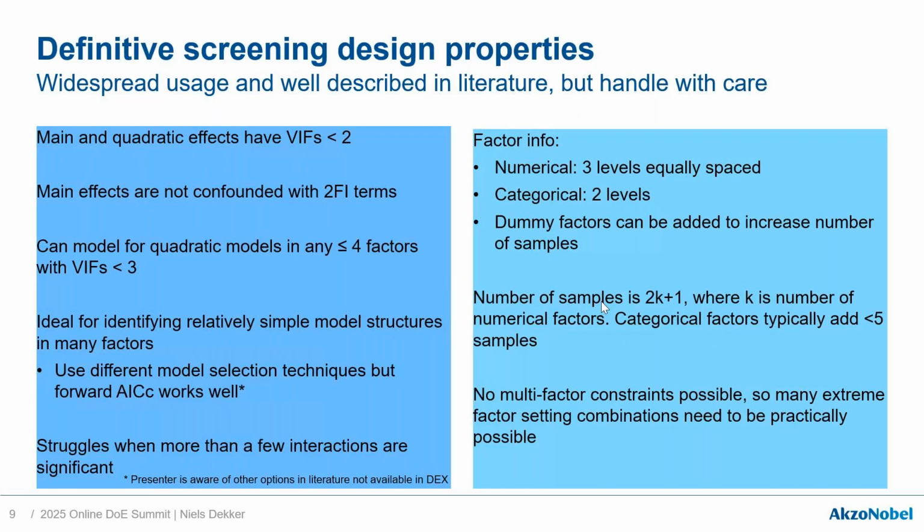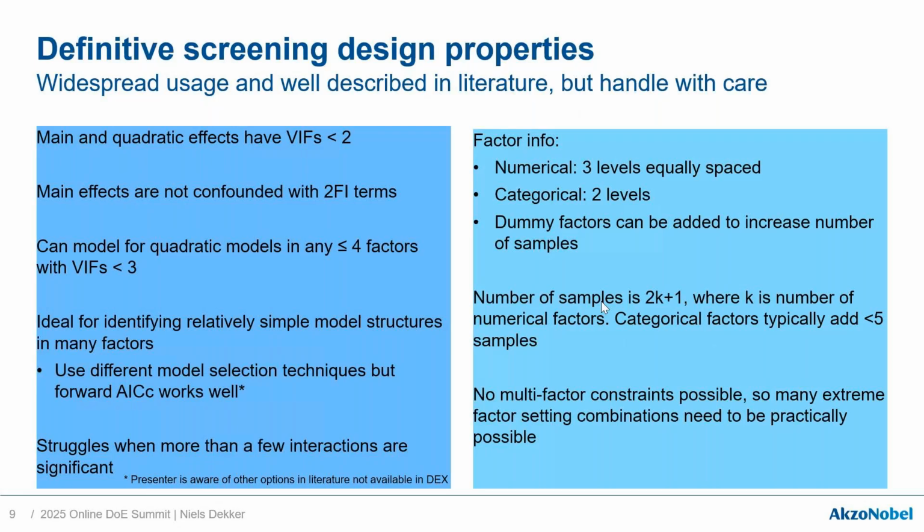Typically, you've got your factors that are numerical, 3 levels, equally spaced. Categorical factors can be added on 2 levels, and you can add dummy factors to increase the number of samples, to increase accuracy, and all that kind of good stuff. Typically, the number of samples is 2k plus 1, where k is the number of numerical factors. And depending on how many numerical factors you add, the categorical factors can add a few samples, but not more than 5, as far as I've found.